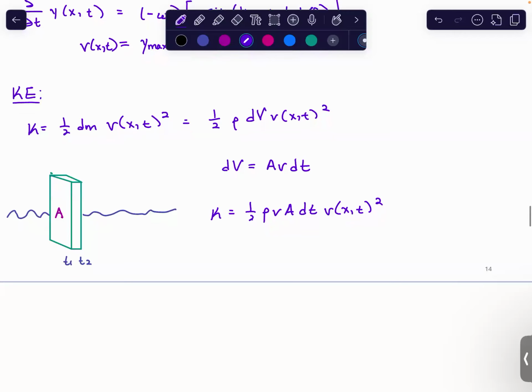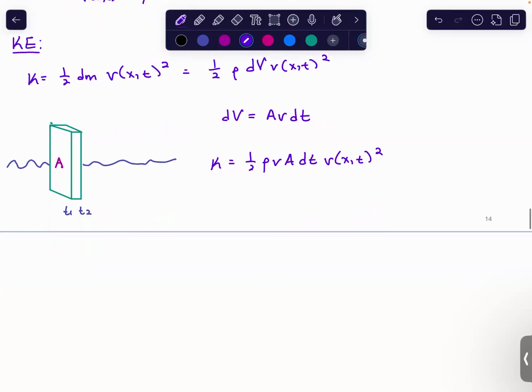Now, we need to talk about the power that this wave transmits. We'll just do capital P power.